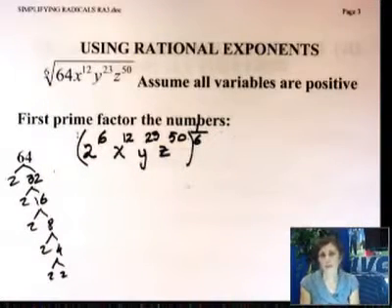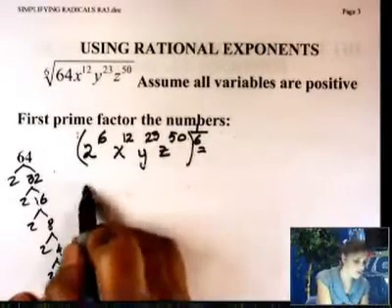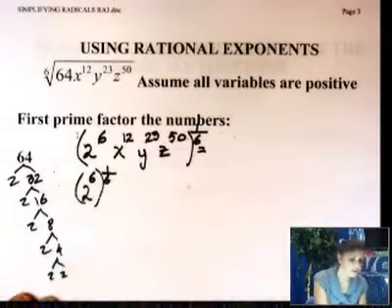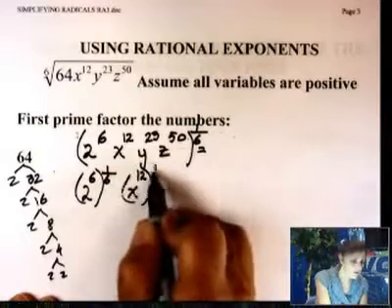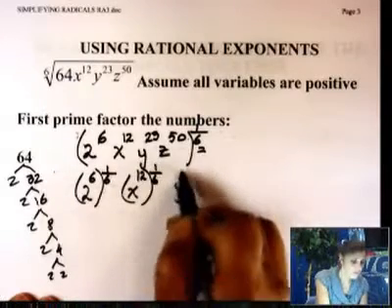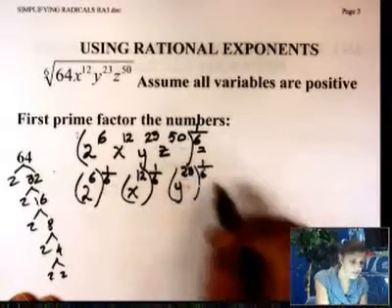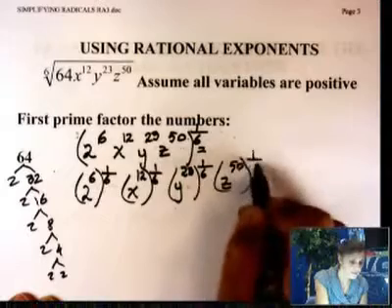All right. Do you remember the rule that I can split things? So I'm going to just split things. This one is 2 to the 6th power to the 1/6, x to the 12th power to the 1/6, y to the 23rd power to the 1/6, z to the 50th power to the 1/6.